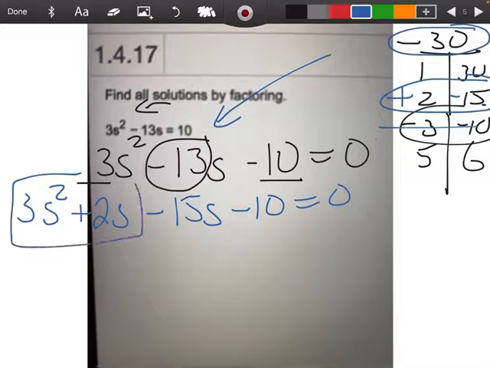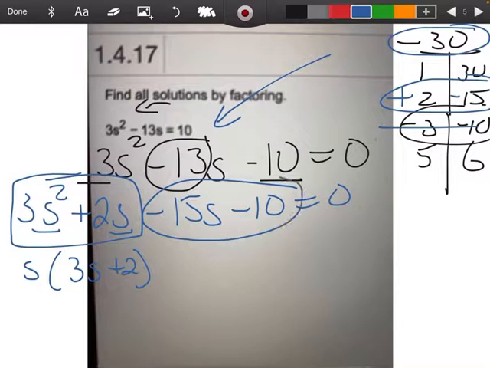I'm going to put a box around the first two and ask, what can I take out of both of them? I can take out the letter s, and I'm left with 3s plus 2. Out of these last two, which I'm going to circle, I can take out a negative 5, and I'm left with a positive 3s and a positive 2.